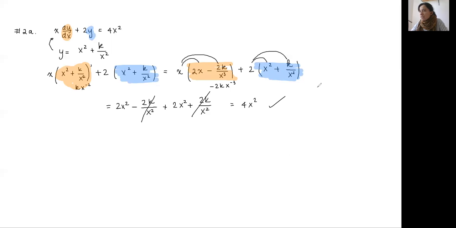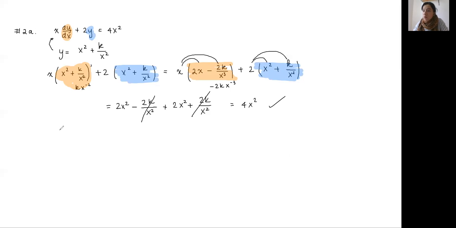John, even if you didn't have k, the equation should have been verified, right? Because this should be the case for any value of k. So even if k was equal to 1, then the solution should have been verified. It's just a matter of wanting to do it in the more general case.